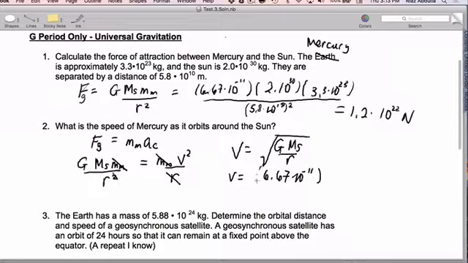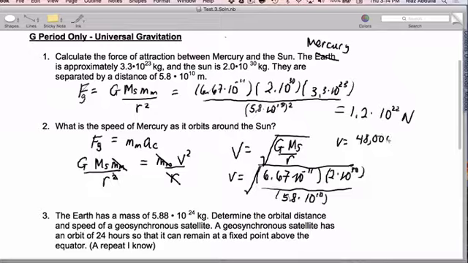times the mass of the Sun, which is going to end up being 2 times 10 to the 30th, and we'll divide this by the distance, which is 5.8 times 10 to the 10th. All of this under a square root. And this actually ends up giving us a V of about, when I round it up, 48,000 meters per second.